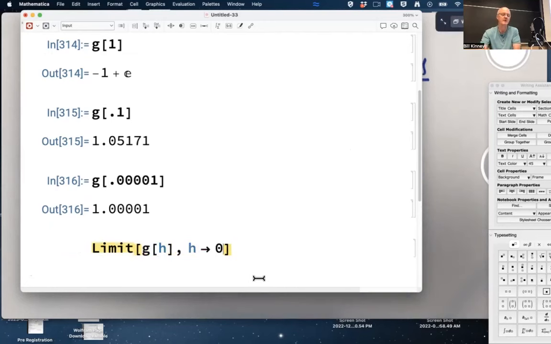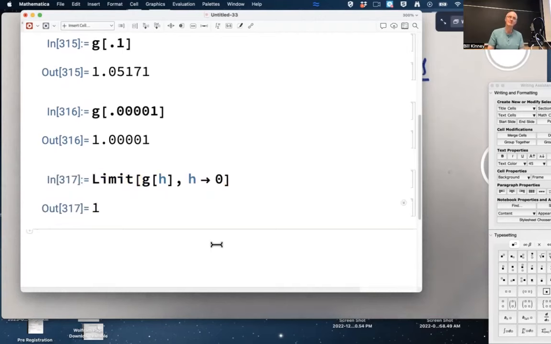This syntax is important. Again, square brackets, not parentheses. The L in Limit must be capitalized. After the function name, you put a comma, and then you type h arrow 0. I made that arrow by typing a negative sign and a greater than sign, and it morphed into an arrow. The limit is 1. There's Mathematica's confirmation of it.